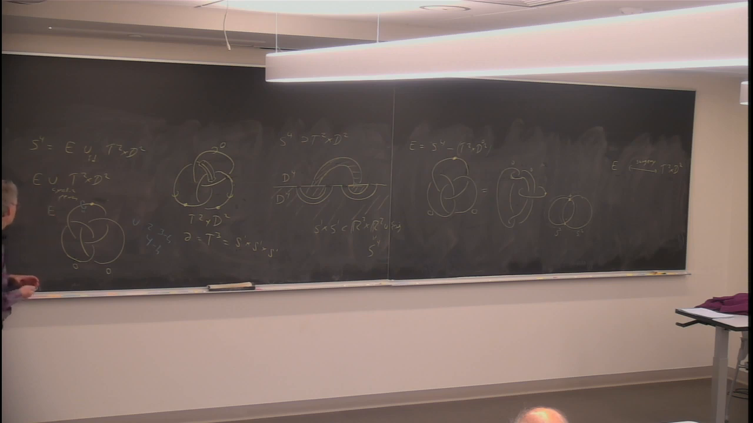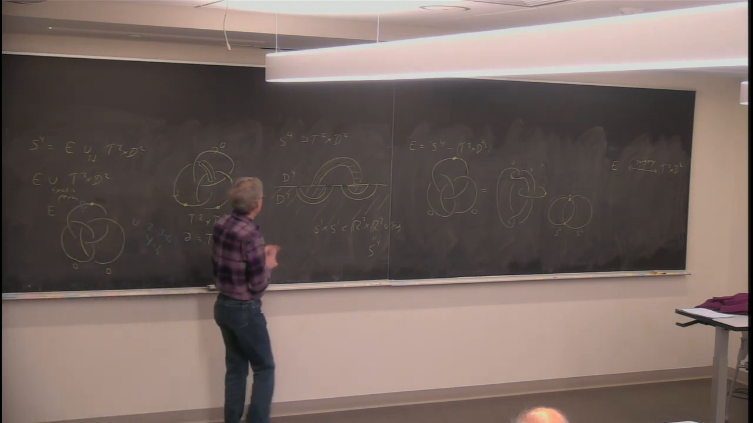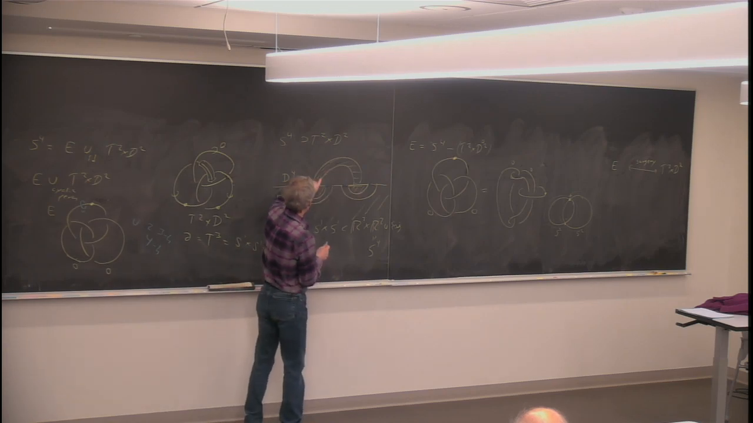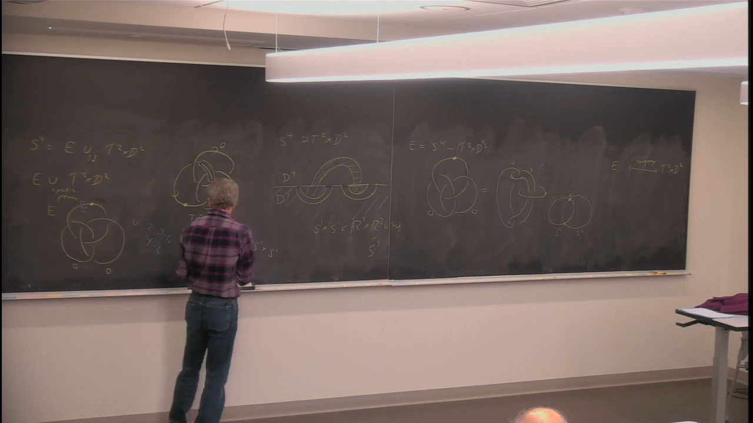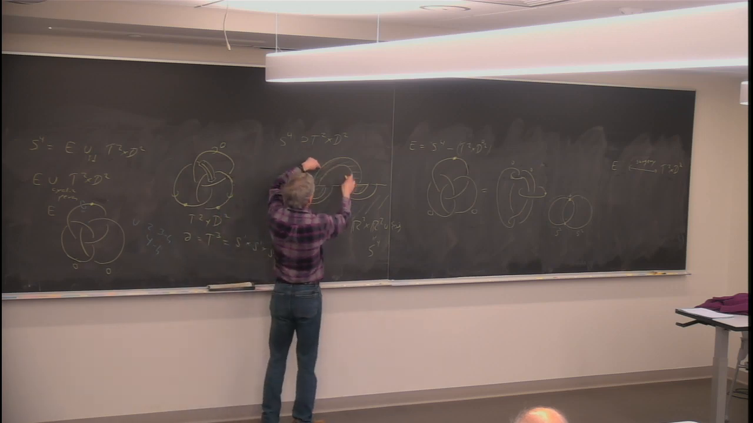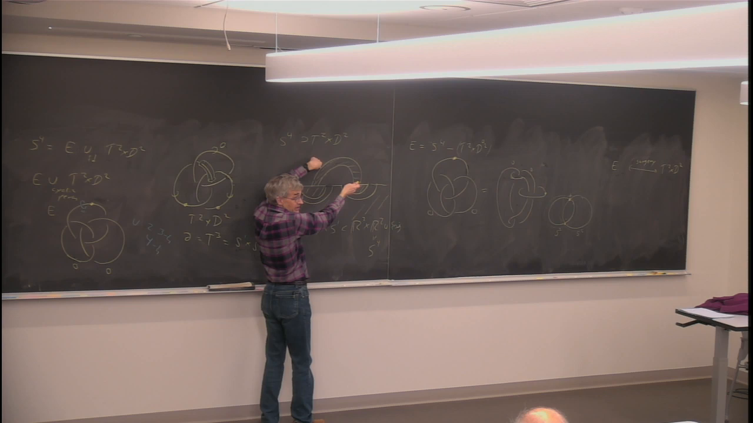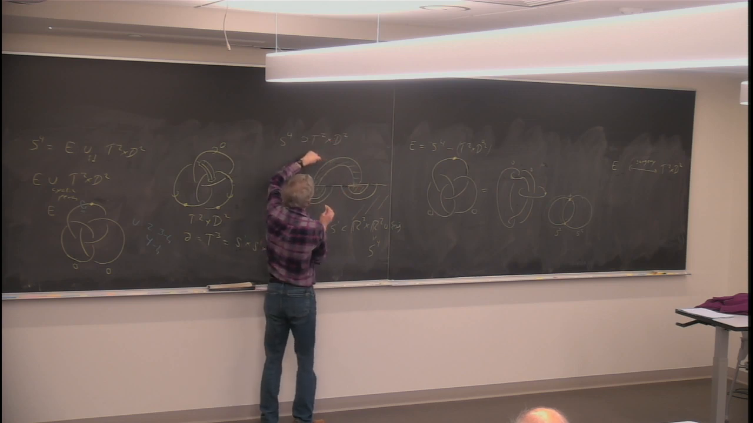Why does the 2 handle go there? Well, we can see in this picture, remember the E was the white stuff, or the black stuff in this picture, not the shaded yellow stuff. So what we did to create that one hill was we scooped out a disk, and looking at the whole thing upside down, we want to fill that disk back in again.